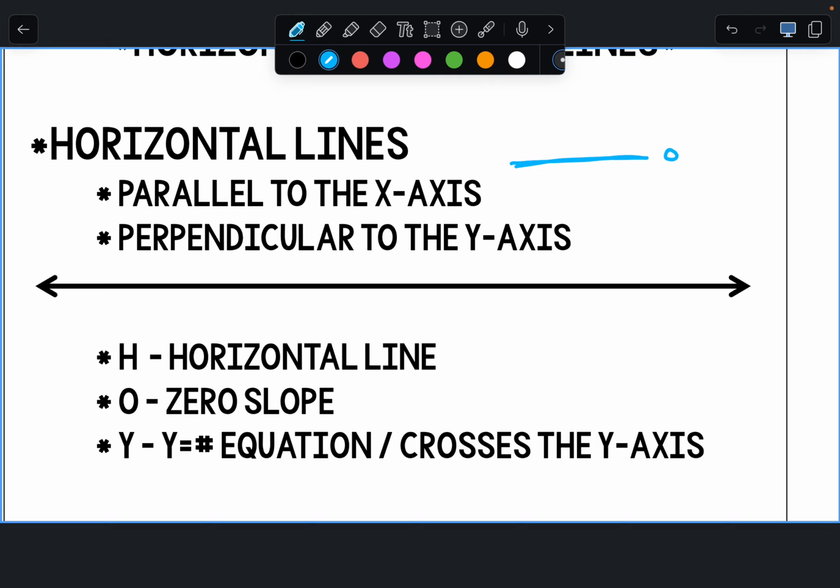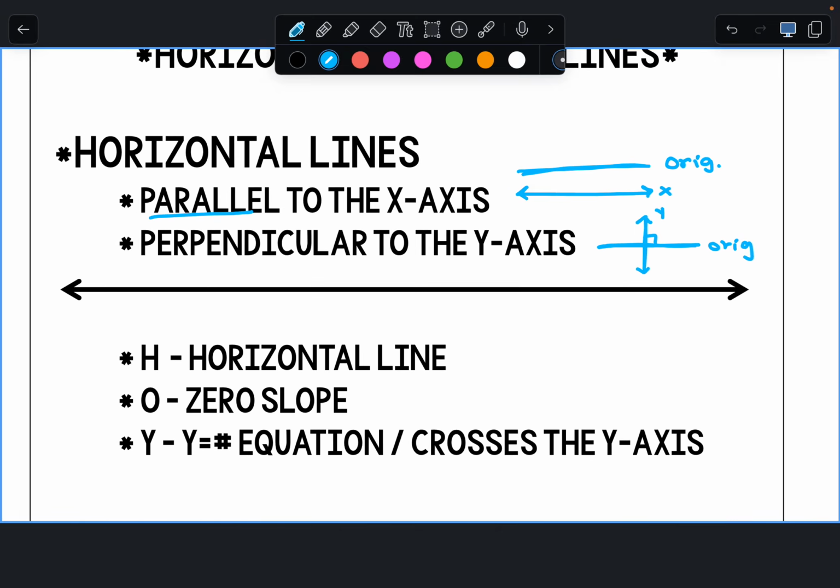This is my original. And if it's parallel, it's also going to be what? The same slope. Yeah. Perpendicular to the y-axis, we know that the y-axis goes up and down, but my horizontal line still goes straight across. Okay? So make sure you're sketching these as well to double check and make sure that you are picking the correct parallel or perpendicular.